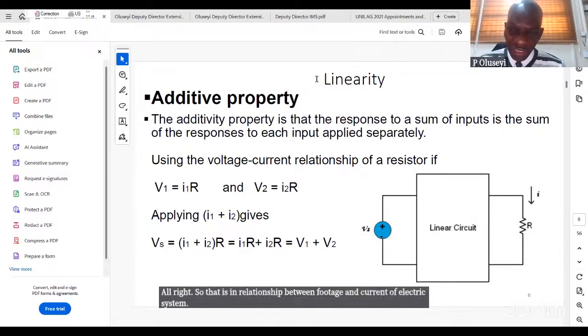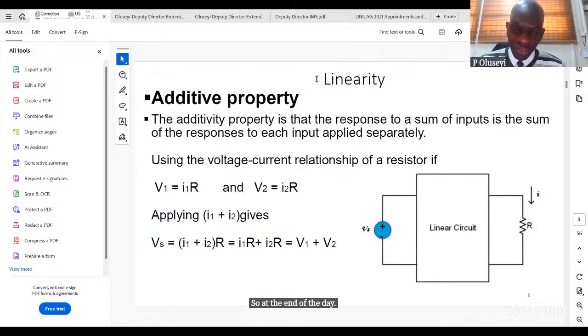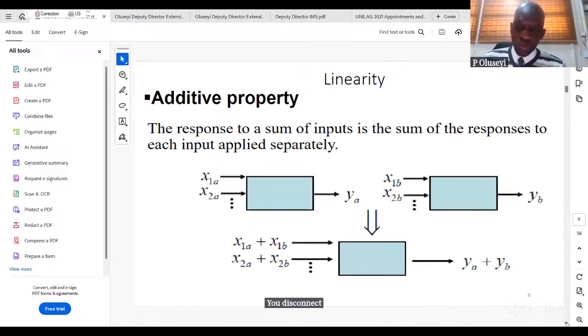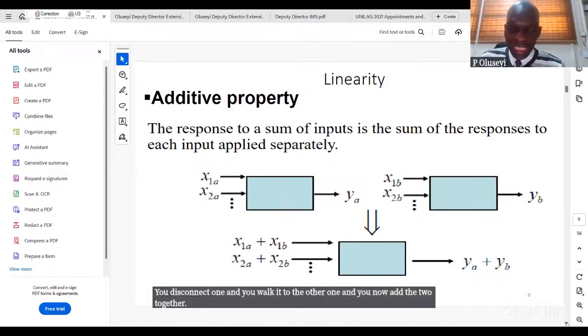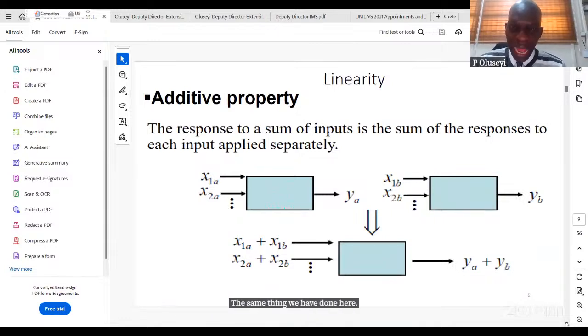At the end of the day, you will add the two together to get what we have on that. That's what we mean by additive. You disconnect one and you work with the other one, and you now add the two together. The same thing we have done here. You have X1A, X2A, up to maybe XNA, and when it passes through the linear circuit, it gives us an output which is YA.